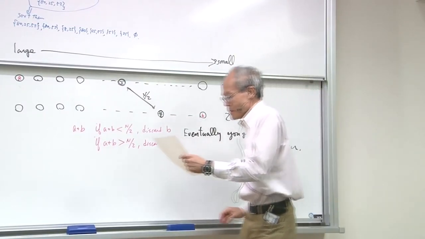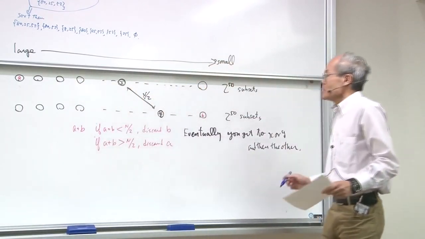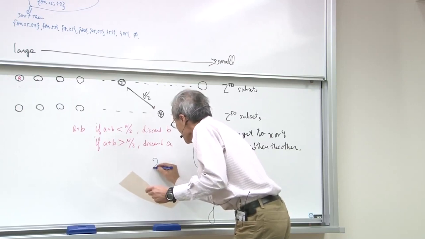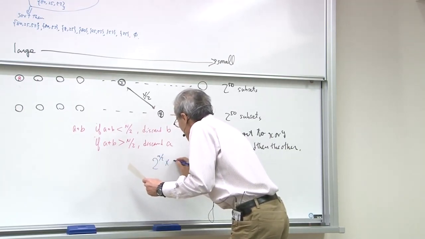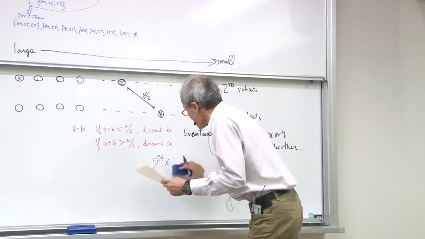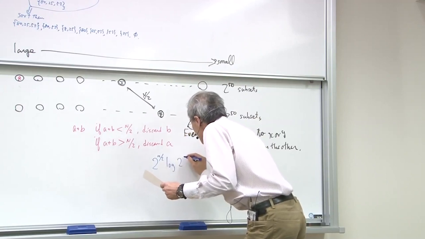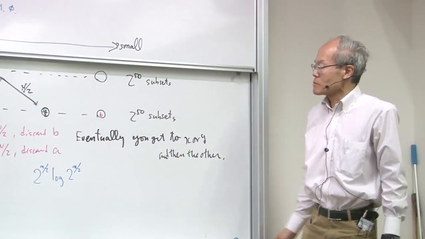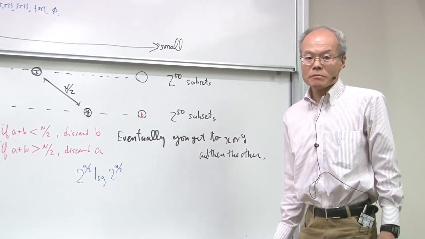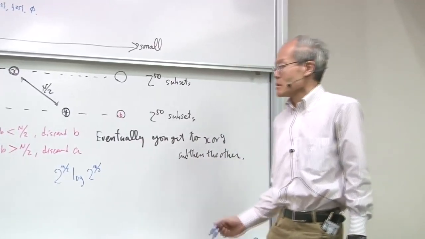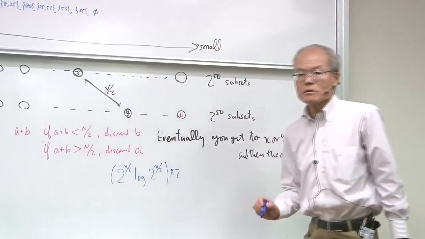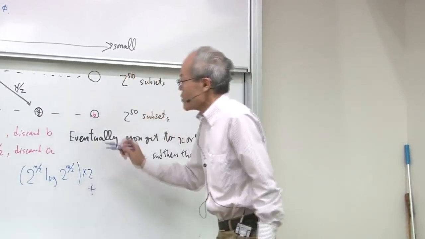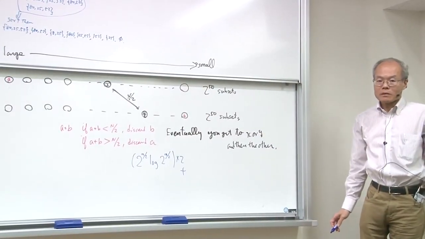What is the complexity? This is the complexity of making these two lists. We have 2 to the n over 2 numbers, and we need to sort them. So we need n log n, multiplied by 2, because we do the same thing for two groups, plus the complexity of this procedure.